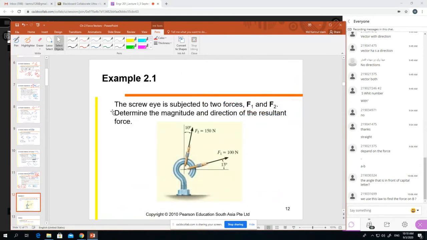The example is the screw eye. This is the screw eye. The screw eye is subject to two forces, F1 and F2. Determine the magnitude and the direction of the resultant force. What do they ask us? Can you tell us? Do you know what they are asking?